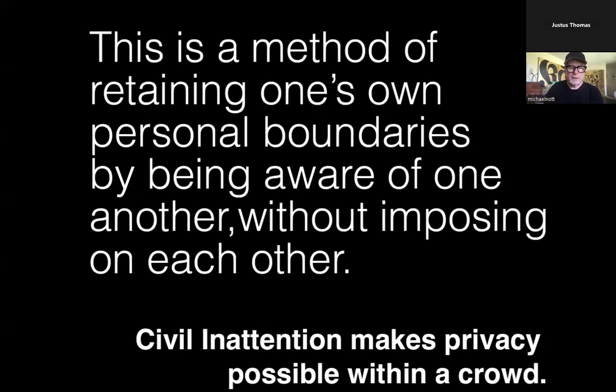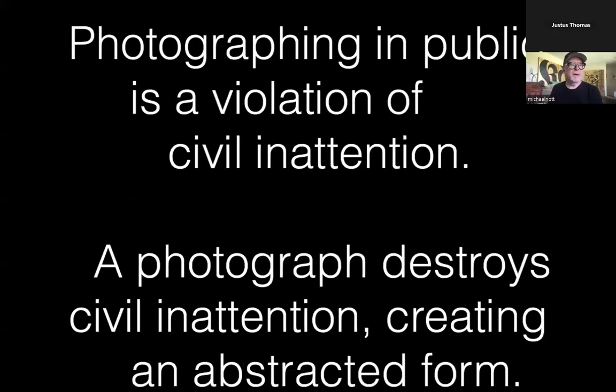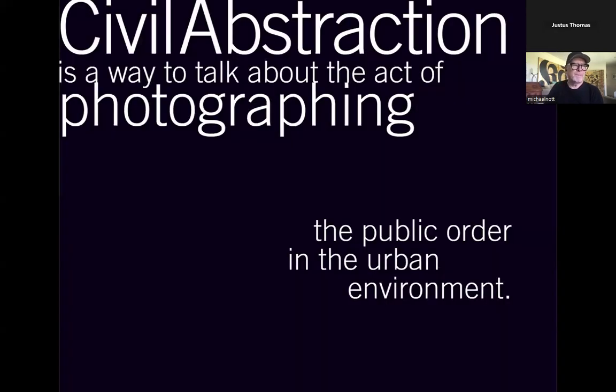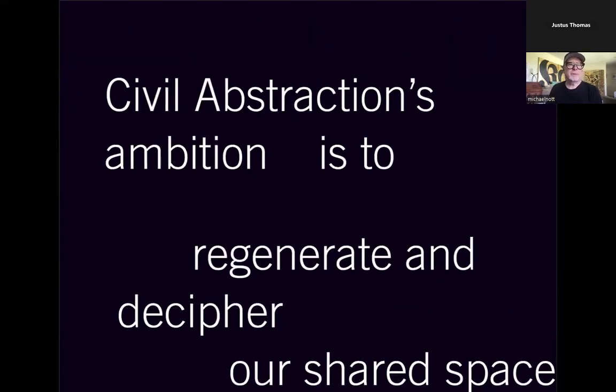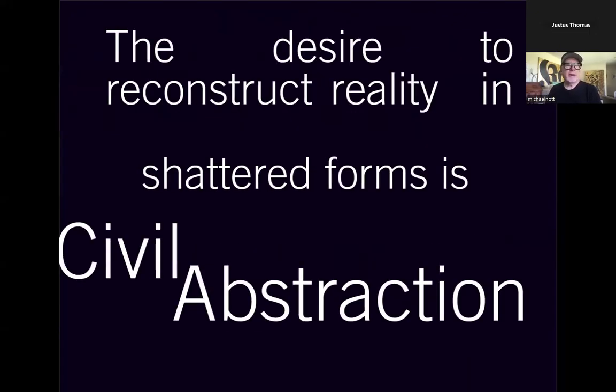So to be really clear, photographing in public is a violation of civil inattention. A photograph destroys civil inattention, creating an abstracted form. Civil abstraction is a way of talking about the act of photographing the public order in the urban environment. Civil abstraction's ambition is to regenerate and decipher our shared spaces. The desire to reconstruct reality in shattered forms is civil abstraction.